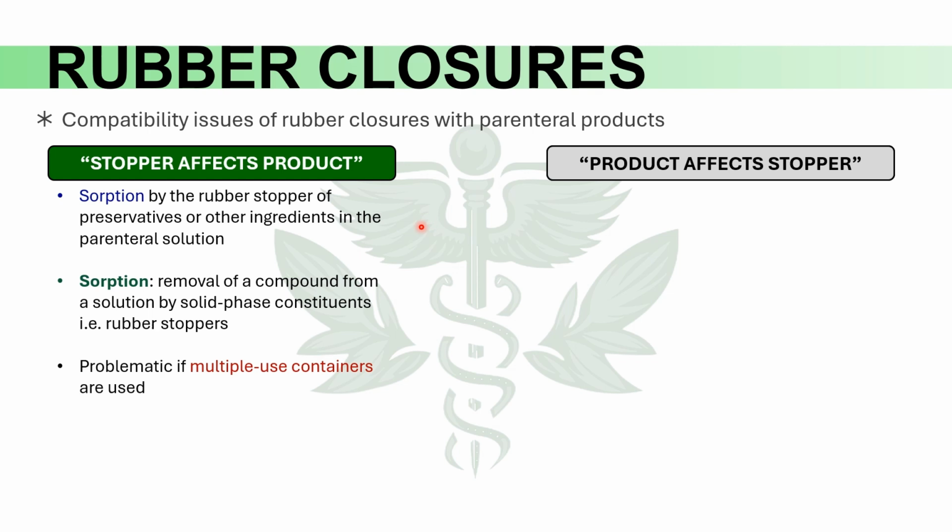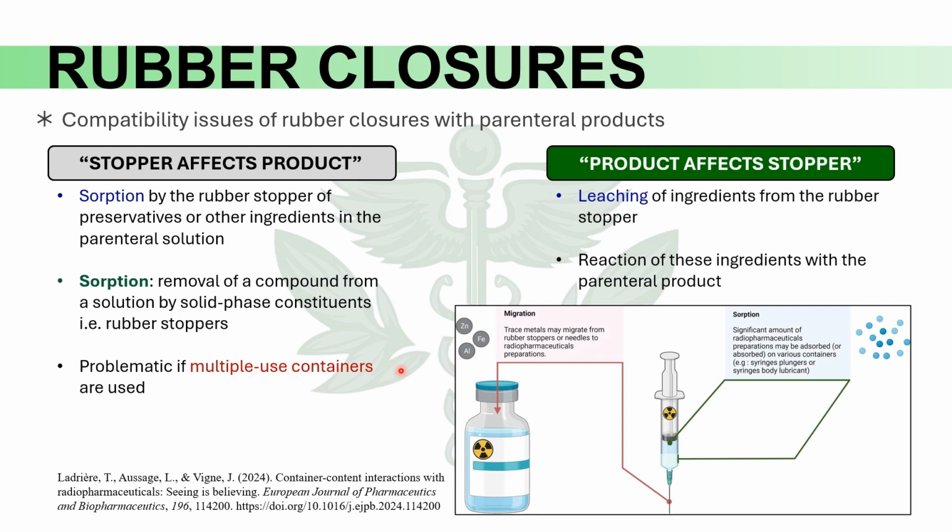The rubber stopper has the ability, when in contact with the parenteral solution, to absorb certain ingredients from the solution, thereby removing these ingredients from the parenteral product. This is called sorption and is especially problematic if it occurs in multiple-use containers. Likewise, the product can affect the rubber stopper. Certain ingredients from the rubber stopper can leave and leach into the parenteral solution, in turn reacting with the solution and hence ruining the preparation.